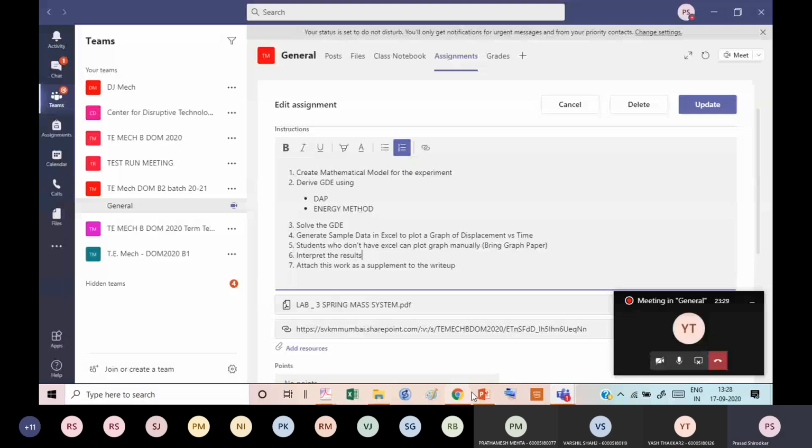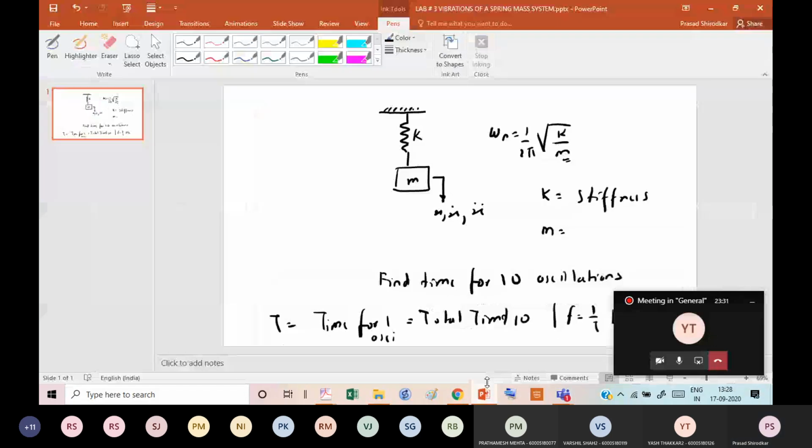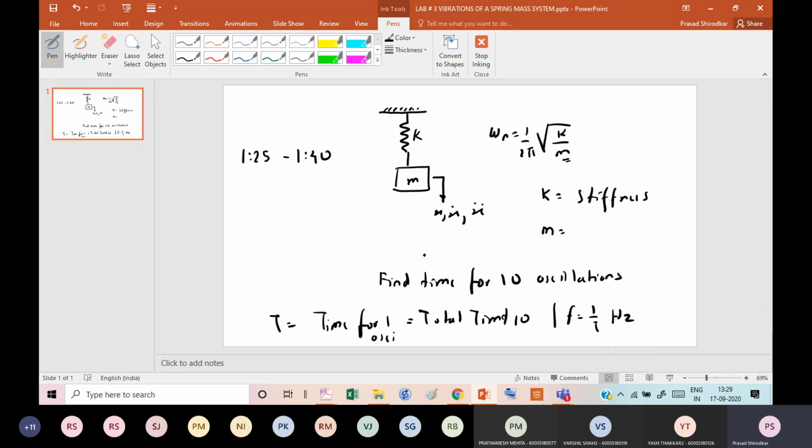The time is 1:25. So at 1:25, I give the task. We have 15 minutes to complete it. So 1:25 plus 15, up till 1:40. So till 1:40, you submit the first 3 points in your assignment.